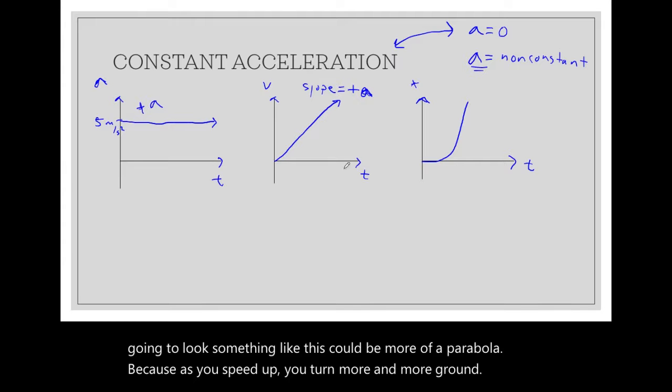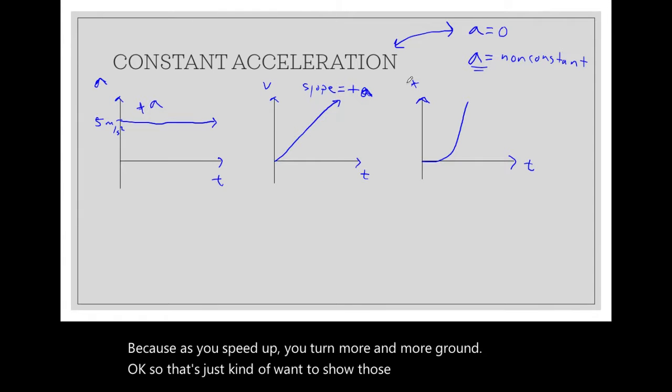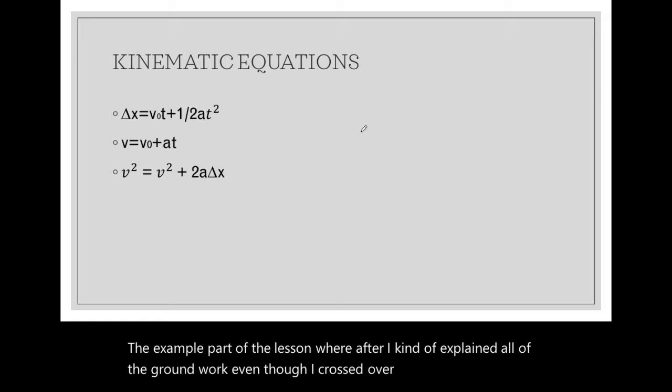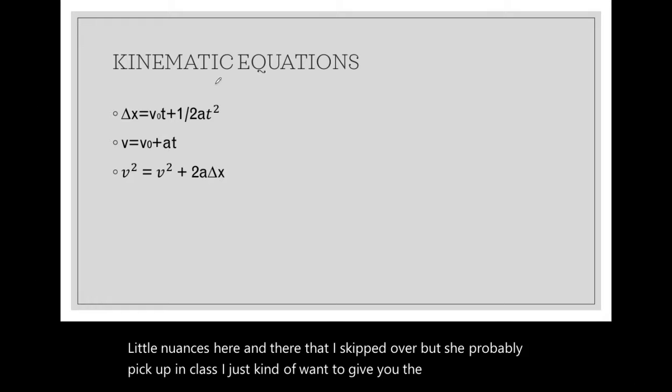Okay, so I just want to show those graphs so that I can get to the example part of the lesson, after I've explained all of the groundwork. Even though I glossed over it real quick, there are a lot of little nuances here and there that I skipped over, but you'll probably pick up in class. I just want to give you the outline of kinematics.